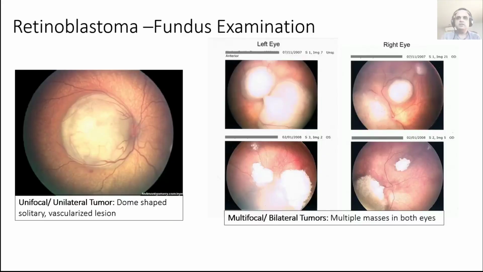The fundus examination of these children would either show something as depicted on the left, i.e. a solitary mass, a unifocal tumor, which is a characteristic of a unilateral disease. It's a large white mass because of the calcium that these tumors have in them. The pictures on the right represent multifocal tumors, which is a characteristic of a bilateral disease. So you can see left and right eyes with multiple foci, multiple white masses, indicating multiple foci of retinoblastomas in both eyes.